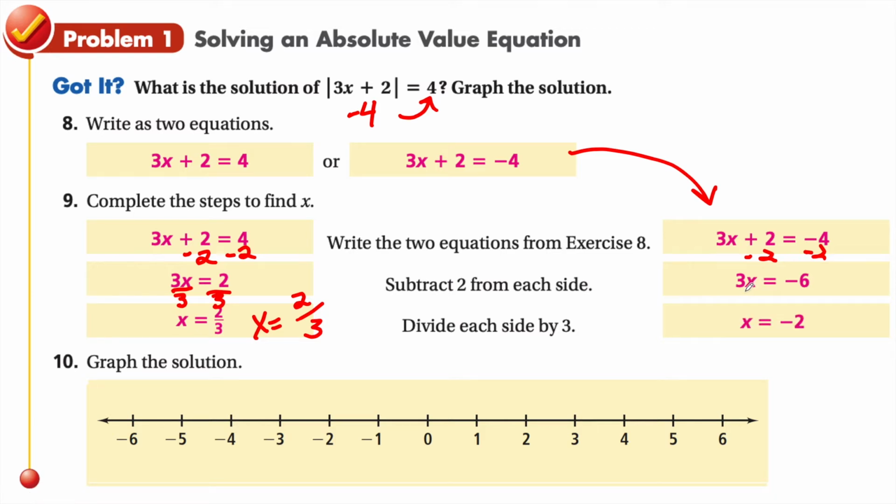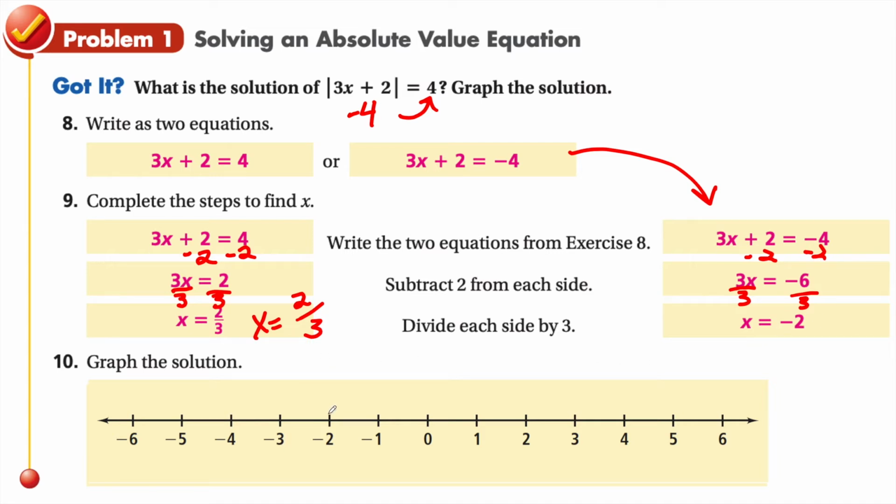So I'm going to divide each side by 3. And I'll show it as well. And sure enough, negative 6 divided by 3 gives you a negative 2. Now, where would the solutions be? Well, the answer could be either 2/3 or it could be negative 2.